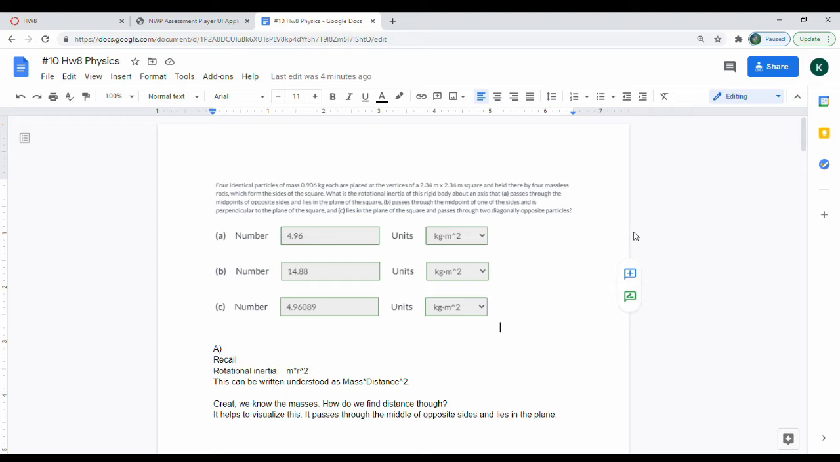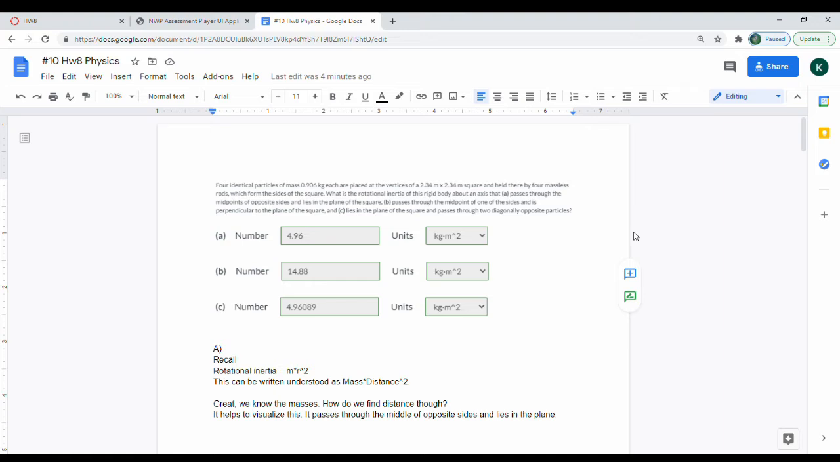Over question 10, homework 8. This one is incredible. Okay, so for A, recall that rotational inertia is mr squared, or mass times the distance squared. And this is actually pretty easy if you know what it's asking. So we do know the masses, but how are you supposed to find the distance?